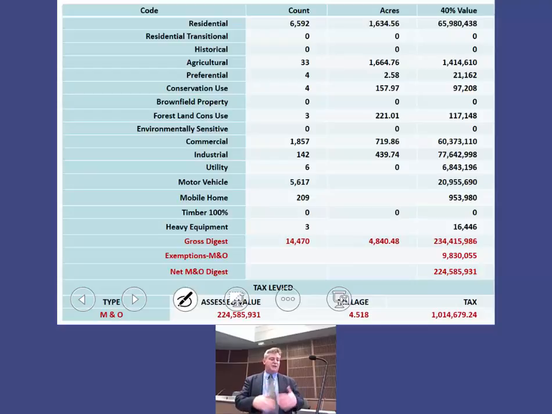The special classes of property: motor vehicle, mobile homes, timber, and heavy duty equipment. Taxes are collected on those in a different manner than real and personal property taxes. If you remember, motor vehicle ad valorem taxes are collected when you renew your tag every year. However, a relatively new tax, TAVT, replaces the ad valorem tax on motor vehicles.